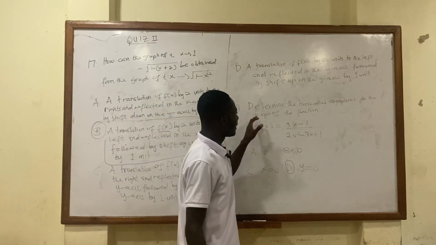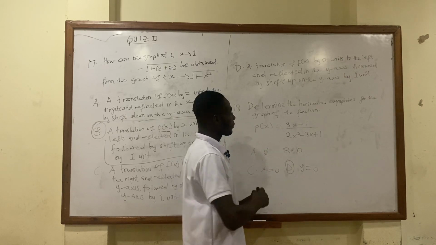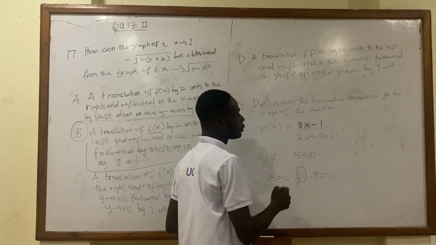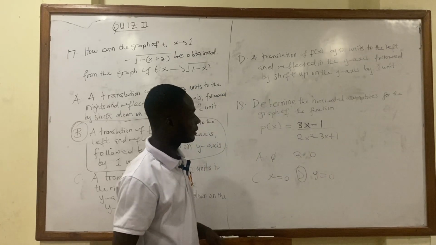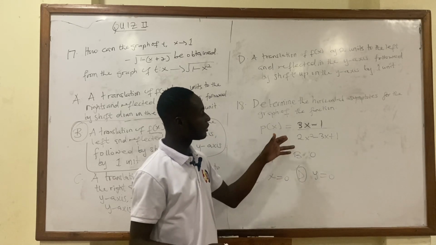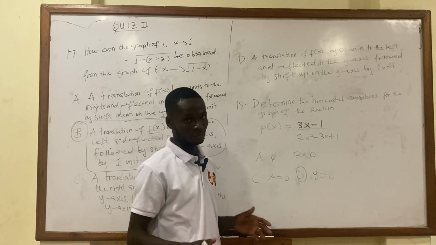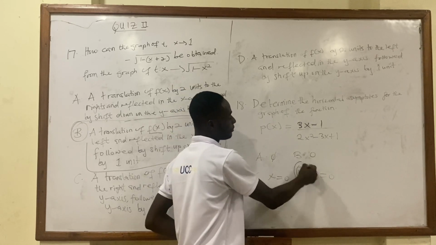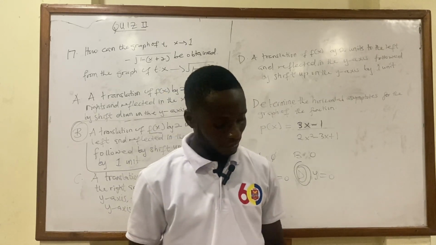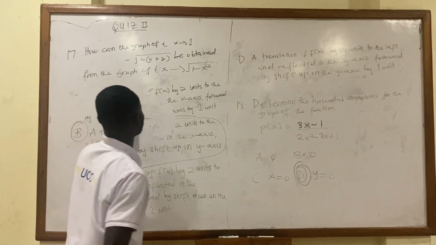Question 18. Determine the horizontal asymptote for the graph of the function 3x minus 1 over 2x squared minus 3x plus 1. So this, you know that for the horizontal asymptote, if the degree of the numerator is less than the degree of the denominator, we say y is equal to 0. So this simply y is equal to 0 is our answer for this question. Alright, let's continue with the last 2 questions.